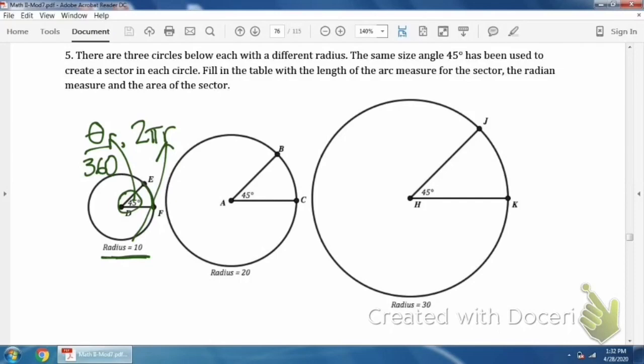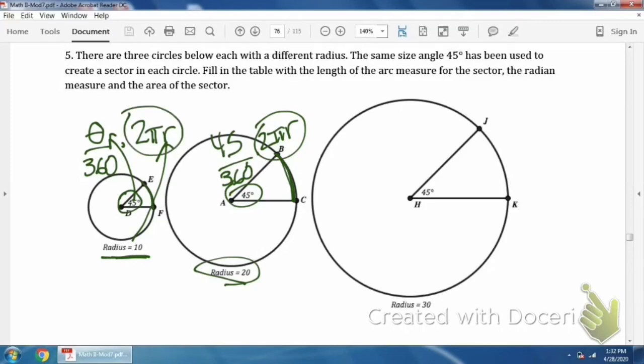Same thing here. When you get to the next one, you're still going to start out with 45 over 360. But when you multiply it by the circumference, this r is 20. So this one's going to be times 40 pi, whereas the other one would be times 20 pi, because it'd be 2 times 10, and then 2 times 20. So that's arc length.